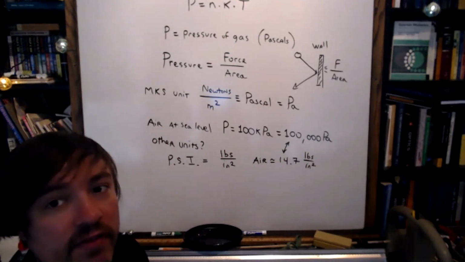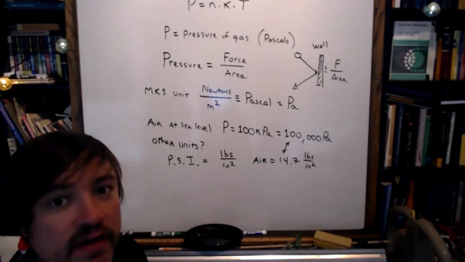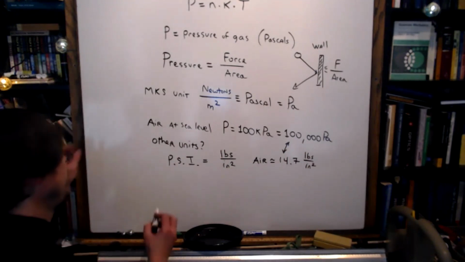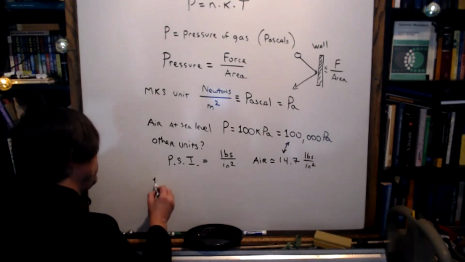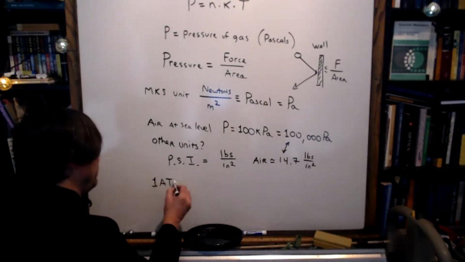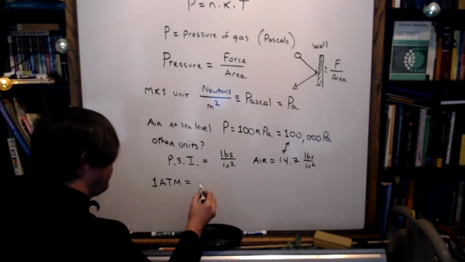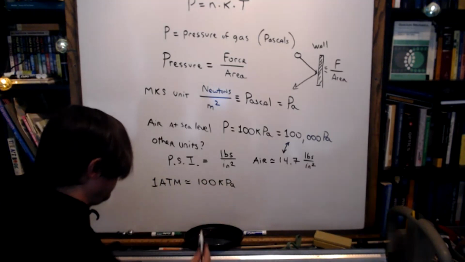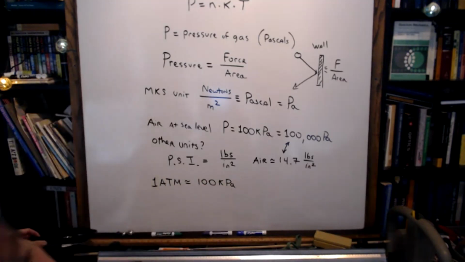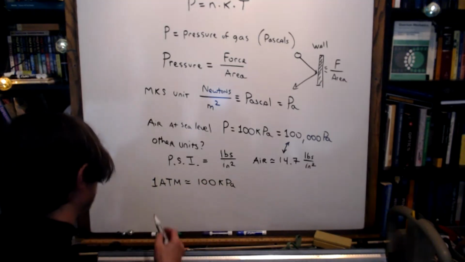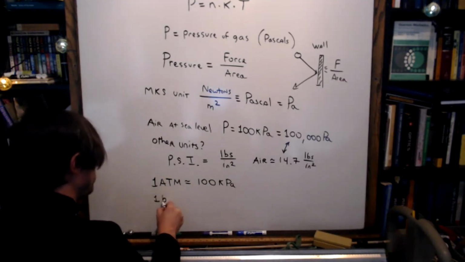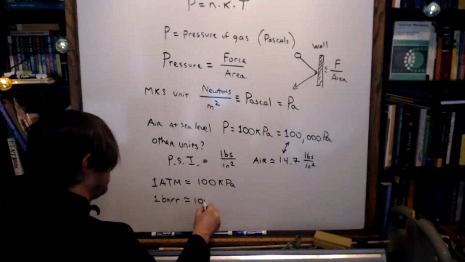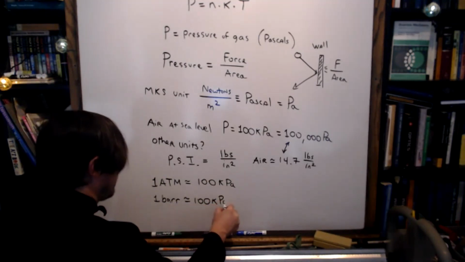There are going to be some other units of pressure that we use in this class, especially because I want us to have a whole lecture on planetary atmospheres. Sometimes we use a unit called 1 atmosphere, which is about 100 kilopascals. Meteorologists use a unit called bars, and bars are also about the same. 1 bar of pressure is also about 100 kilopascals.